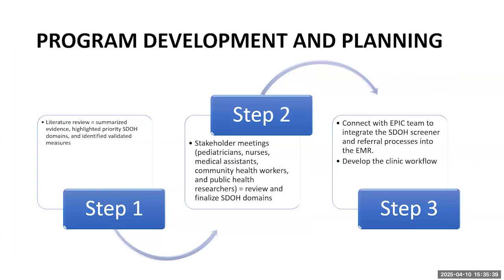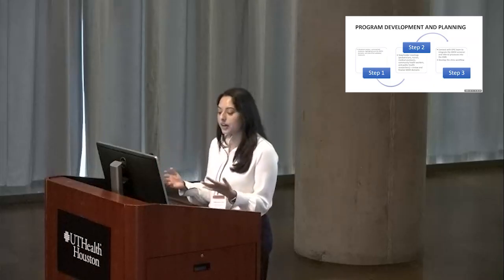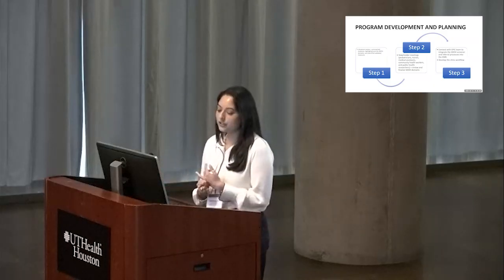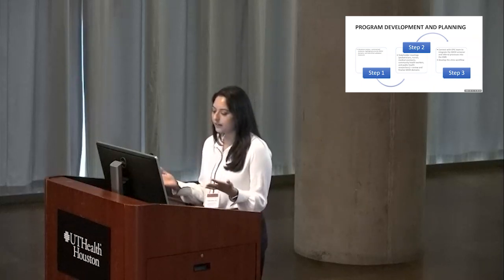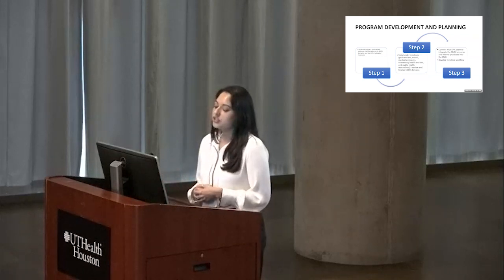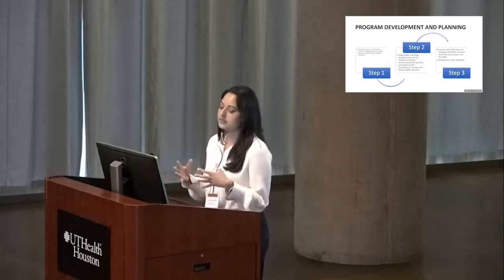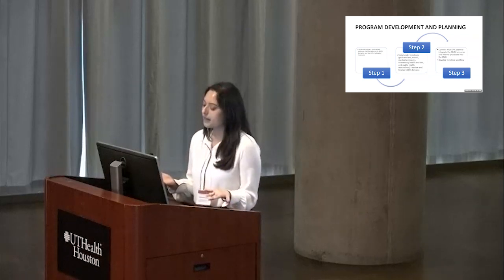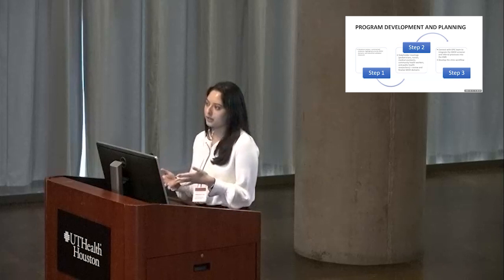So that's where the first step was to do this program development and planning. That included first doing a literature review just to see what was currently out there, summarize the information, what were high priority SDOH domains that we should be screening for, and then what are the validated measures that we can use. After that, it included having stakeholder meetings to summarize what the literature found, as well as finalizing those SDOH domains that should be included.